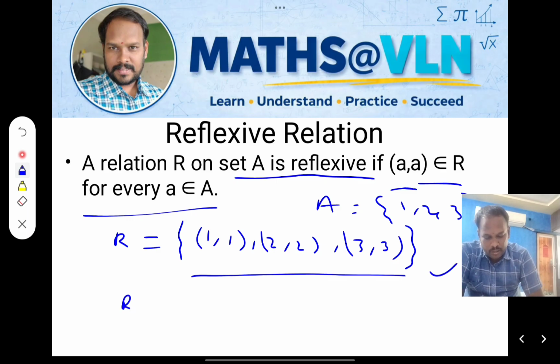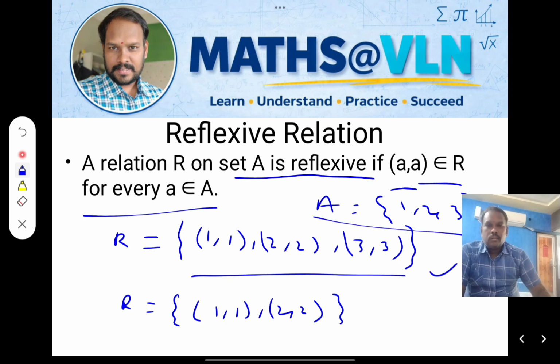For example, if I write the relation {(1,1), (2,2)}, is it a reflexive relation for that set A {1, 2, 3}? It is not reflexive. Why? Because for the third element 3, there is no ordered pair (3,3) in this, so therefore it is not a reflexive relation.